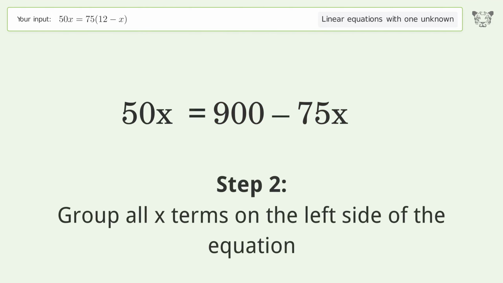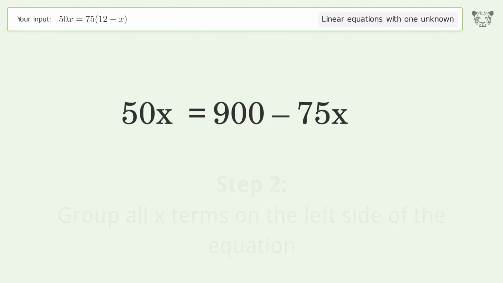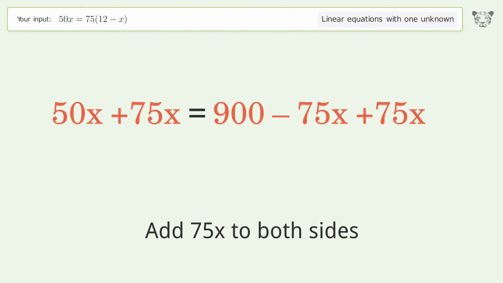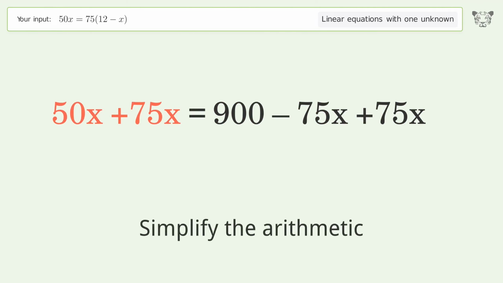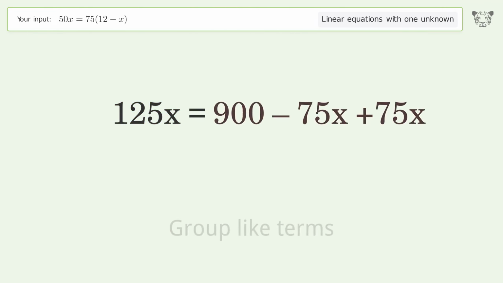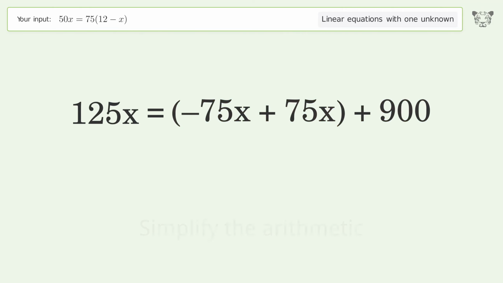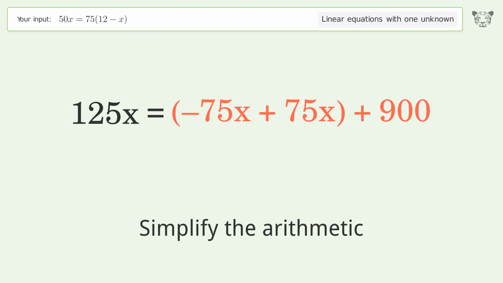Group all x terms on the left side of the equation. Add 75x to both sides. Simplify the arithmetic. Group like terms. Simplify the arithmetic.